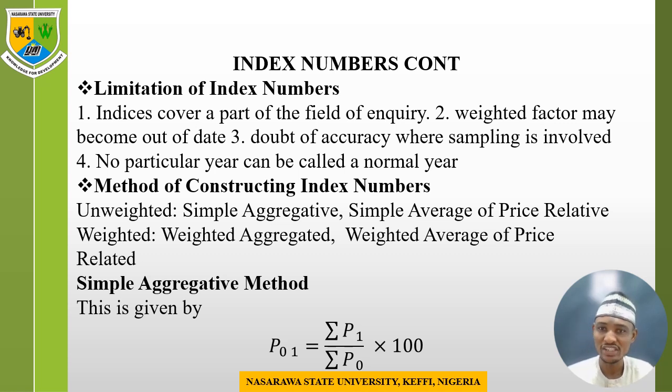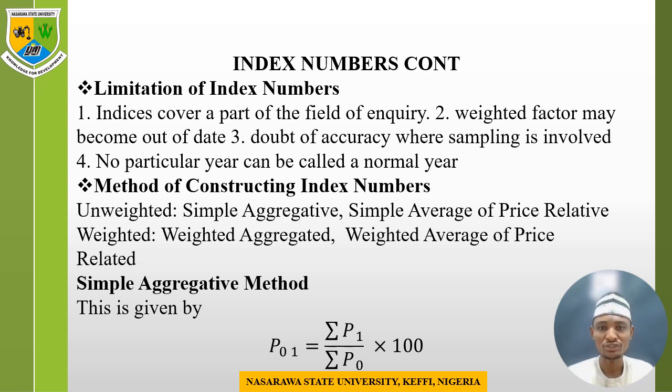Doubt of accuracy where sampling is involved. In a case whereby it is only a sample you want to deal with, then index numbers pose a question of accuracy. For no particular year can be called a normal year. These are some of the limitations.